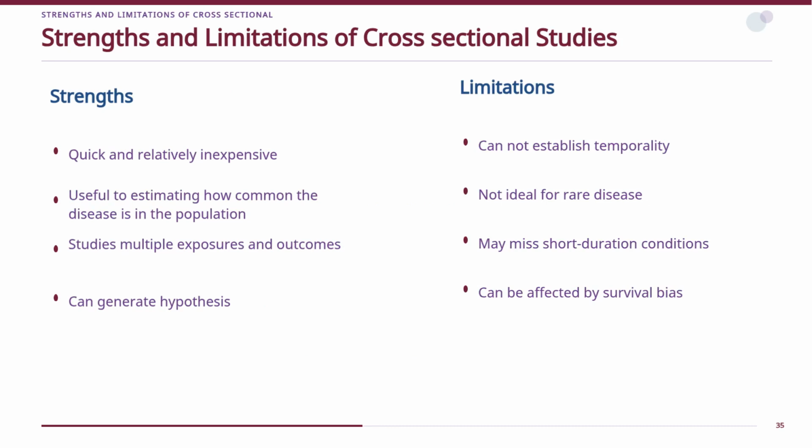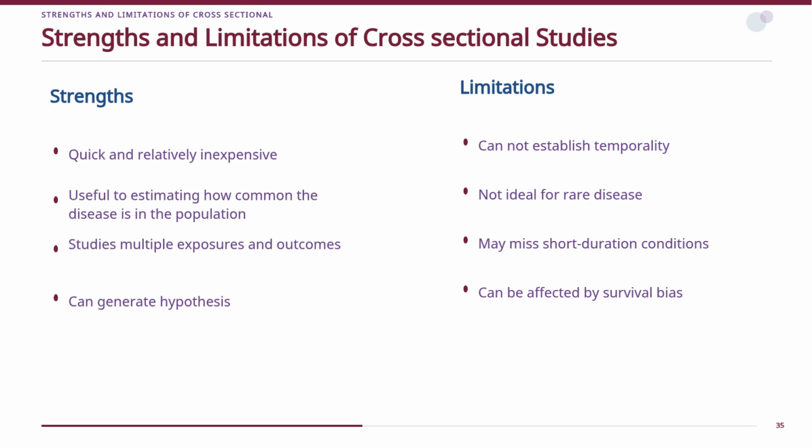Cross-sectional studies have several strengths. They are usually quick, simple, and relatively inexpensive because researchers collect information at one point in time and do not need to follow participants into the future. They are especially useful for measuring prevalence, or how common a disease or condition is in a population. Researchers can also study multiple exposures and multiple outcomes at the same time, which makes these studies useful for understanding health problems and planning health services.